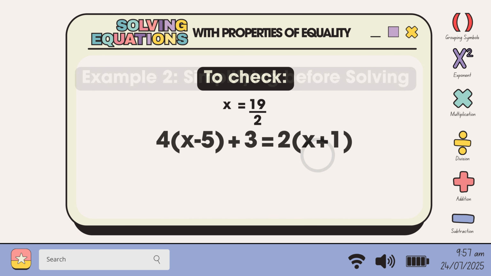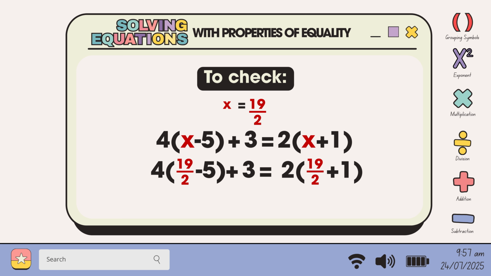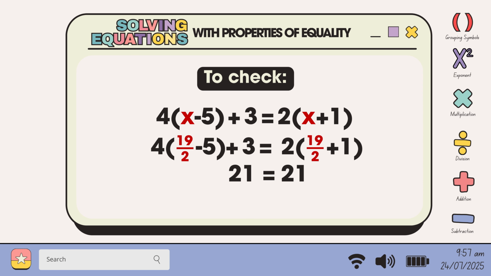To check, substitute 19/2 into the original equation. On the left side, 4 times the quantity of 19/2 minus 5, plus 3, simplifies to 21, while 2 times the quantity of 19/2 plus 1 also simplifies to 21. Since 21 = 21, our solution is correct.